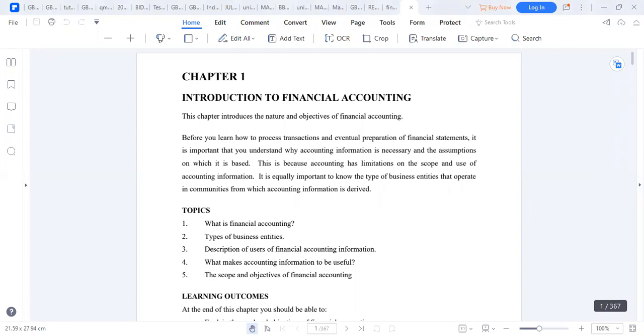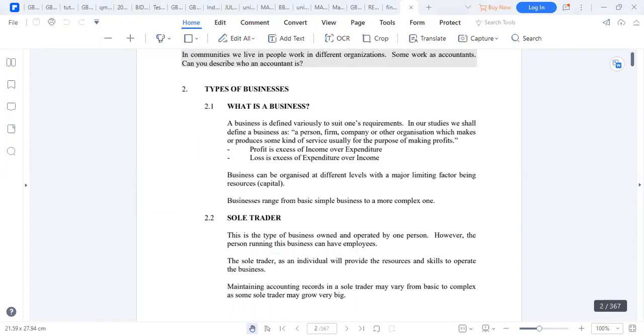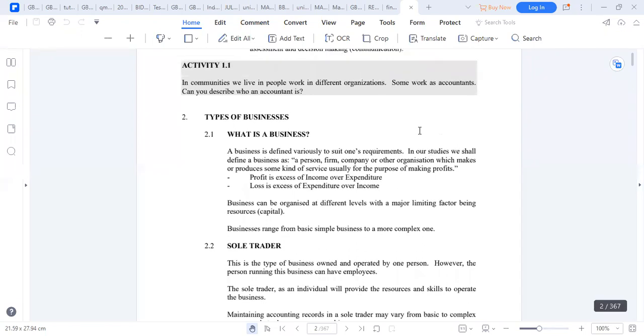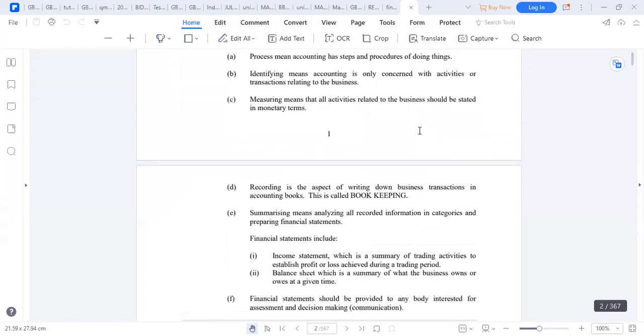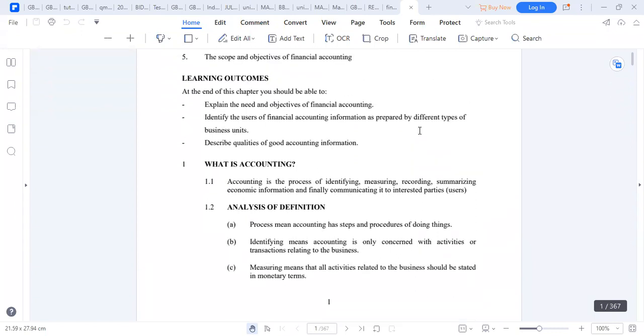So we defined accounting according to the CIMA definition. Accounting was defined as identifying, measuring, recording, summarizing of economic variables, and finally communicating them to the end users.